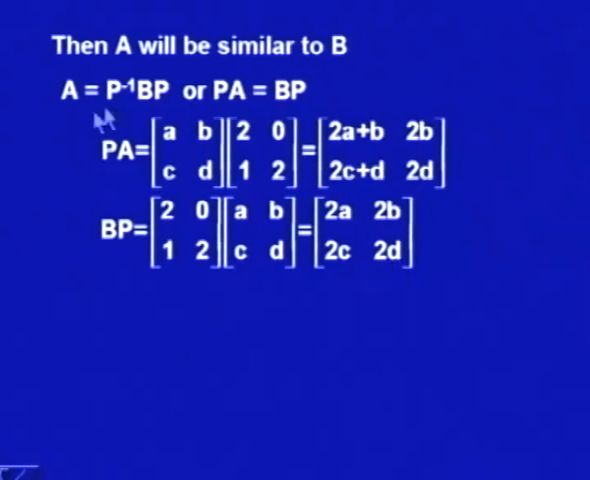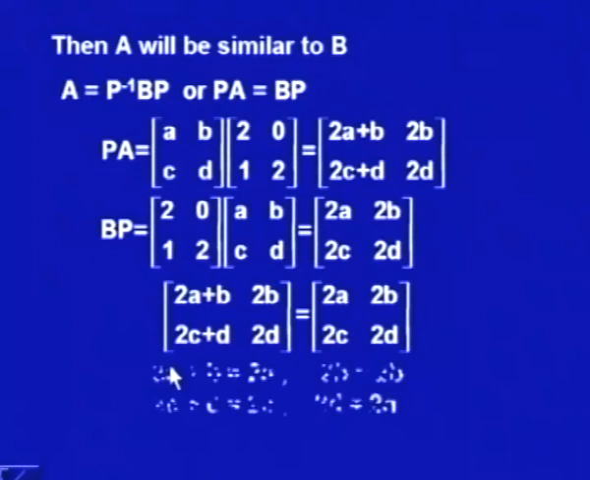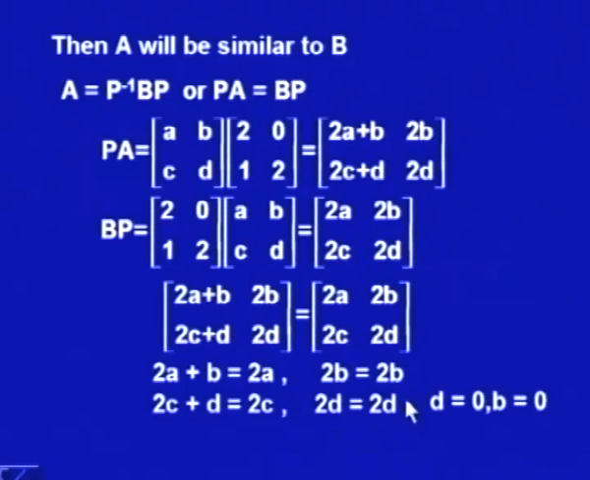So, if A and B are similar, then PA should be equal to BP as I have shown here. So, let us try to show that this matrix is equal to this matrix. So, we have [2a+b, 2b; 2c+d, 2d] is equal to [2a, 2b; 2c, 2d]. So, if these are equal element wise, then the result is proved. So, this gives me 4 equations. 2a plus b is equal to 2a, this means 2b is equal to 2b, this means 2c plus d is equal to 2c, and this means 2d is equal to 2d. So, these are 4 equations.